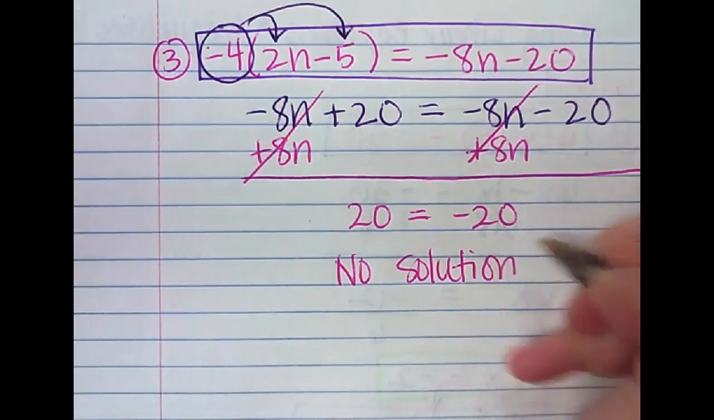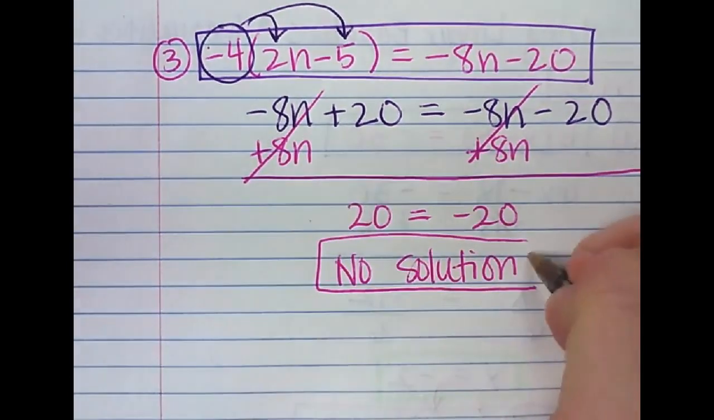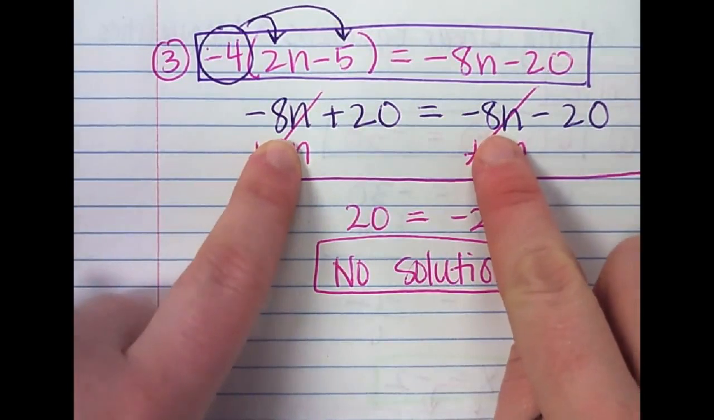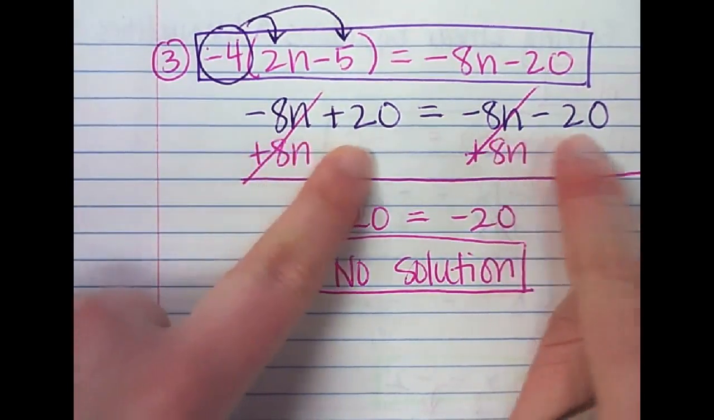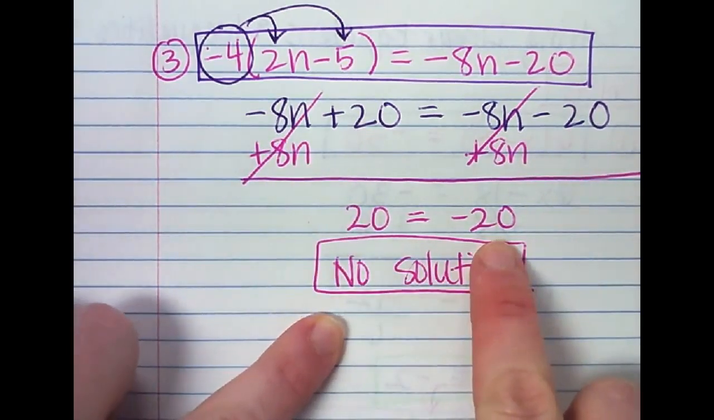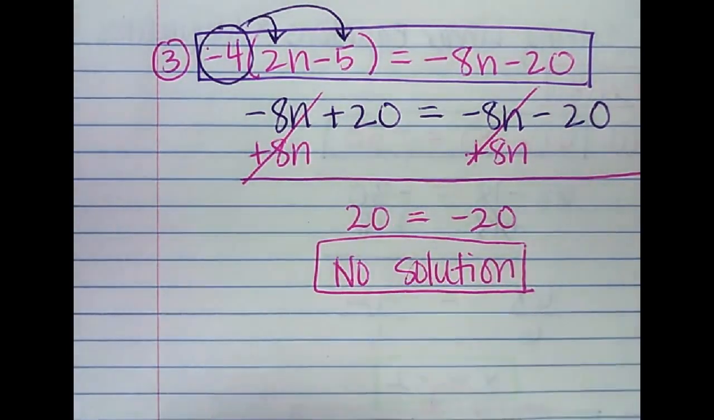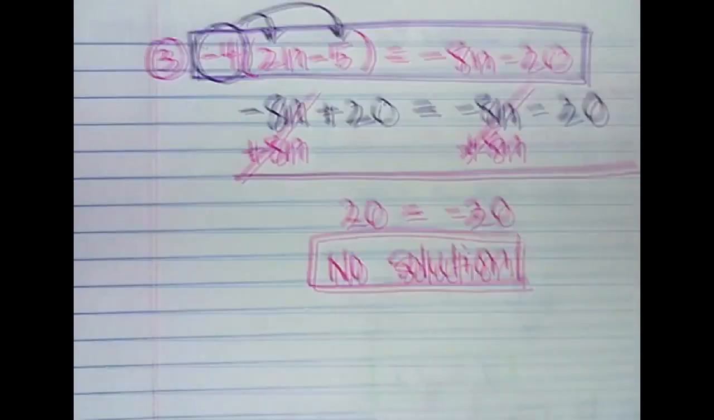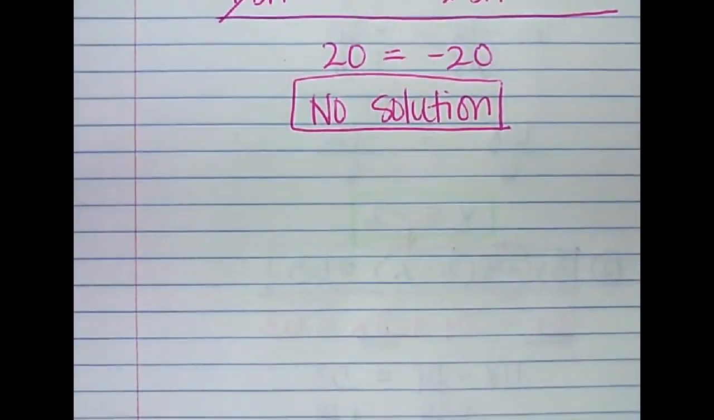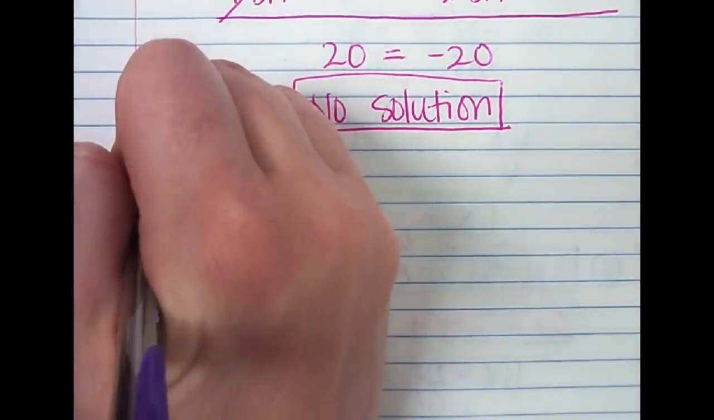So if you get a false statement, there is no solution for that. And you can see even up to this point here, I have -8n on both sides. That's okay, but then these are different. So since these are different, once everything cancels, I get no solution. Number 4.